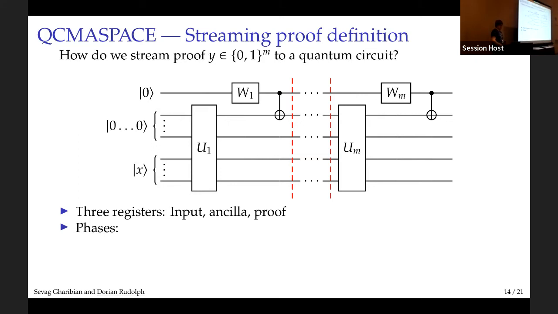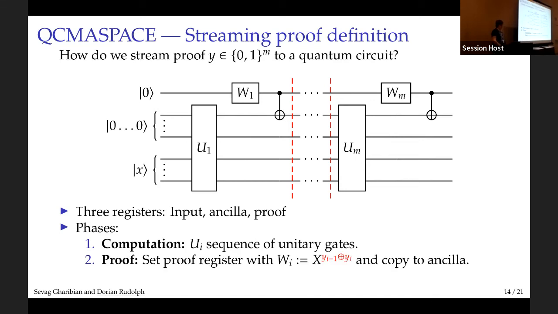And this operates in 2 phases. First, we have a computation phase that applies a sequence U_i to the input and ancilla space. And we have a proof phase, and this sets the proof register with W_i, which is X if y_i and y_{i-1} differ. So this just flips the proof bit, the proof register, to the correct proof bit if necessary. And then we have a CNOT gate to copy it to the ancilla.